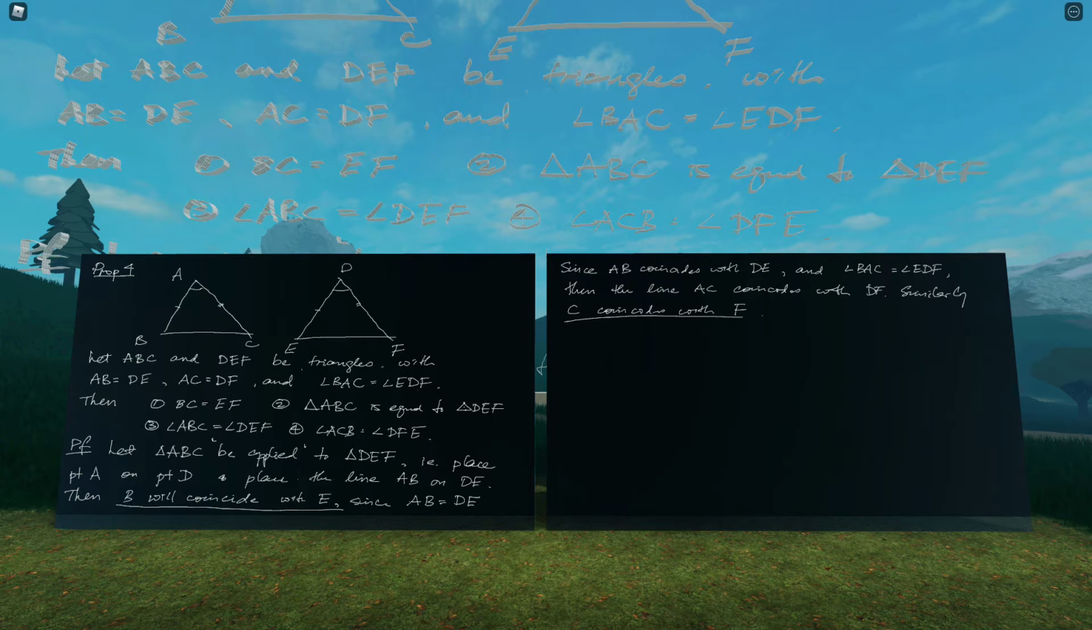So now, if BC does not coincide with, what was it, EF, so the two base sides of the triangle, then you have this situation happening. They kind of had this in the text: you have a line here and then a line here. They're both straight lines, and there'll be a space in between. And that's what is claimed to be impossible.